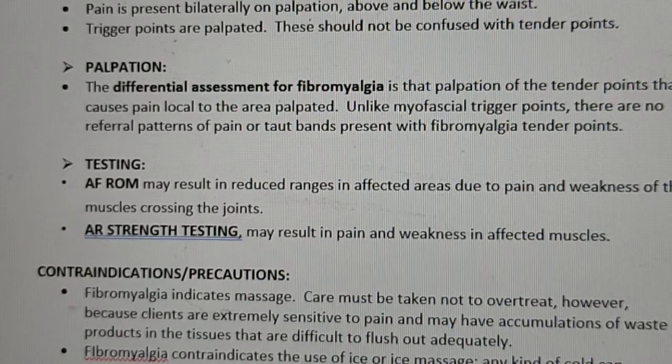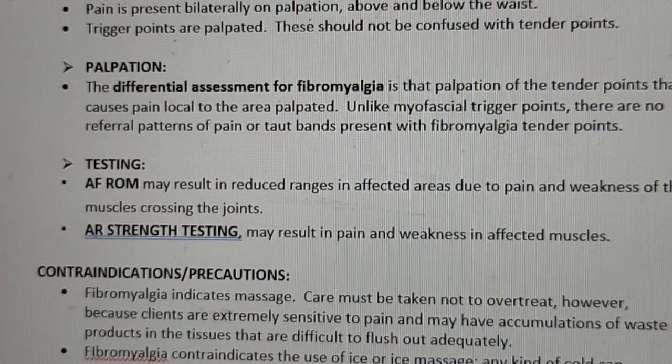For the differential assessment of fibromyalgia, palpation of the tender points causes pain local to the area palpated. Tender points, like I said, are only pain. There's no knot in the tissue, or hard tissue in the area. Unlike myofascial trigger points, there are no referral patterns of pain or taut bands, like knots or hard tissue, present with fibromyalgia tender points. So it's more on pain, tender pain areas. There's no referral pain like trigger points. That's what you're going to be looking at.